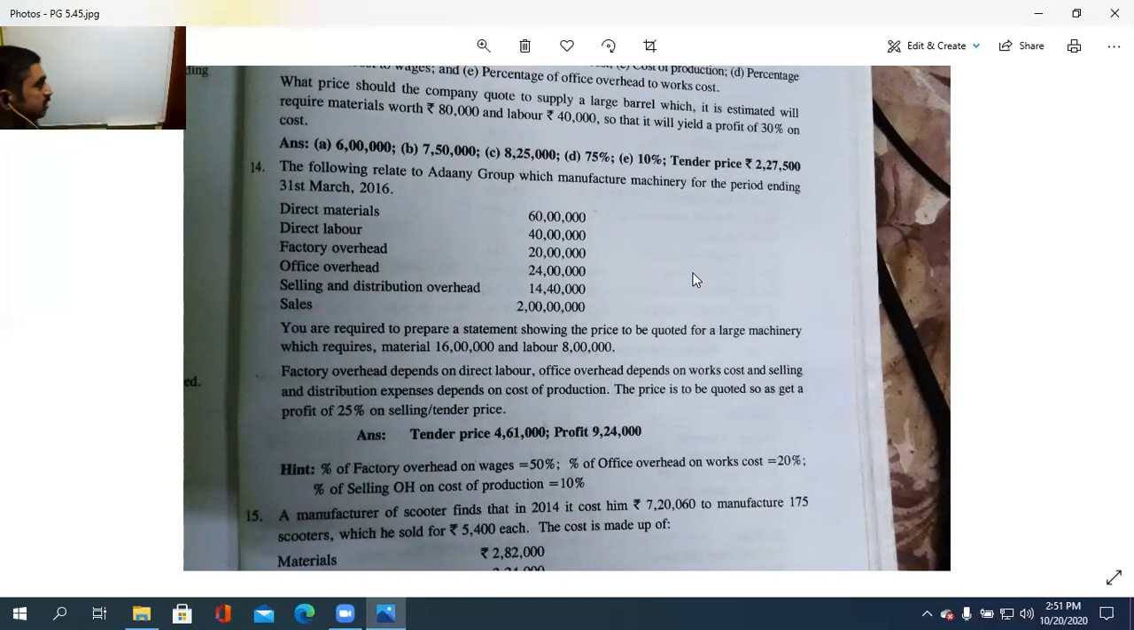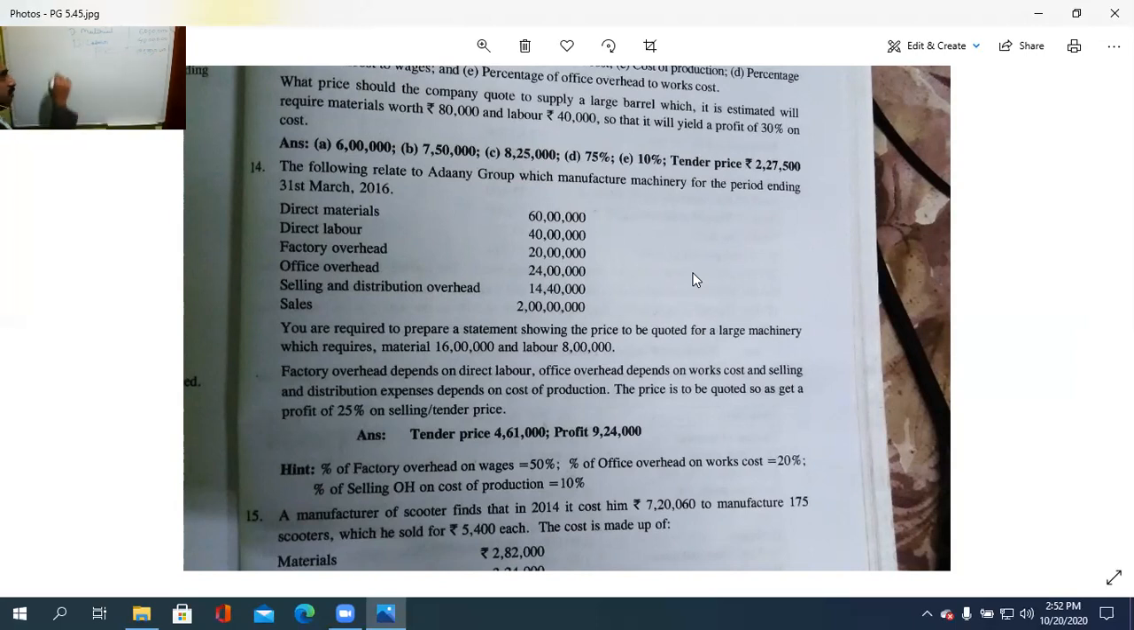So how is it to be? Firstly, direct material. How much? 60 lakh. Then direct labor. Direct labor is 40 lakh. So how much? 1 crore. Okay, this is the prime cost.